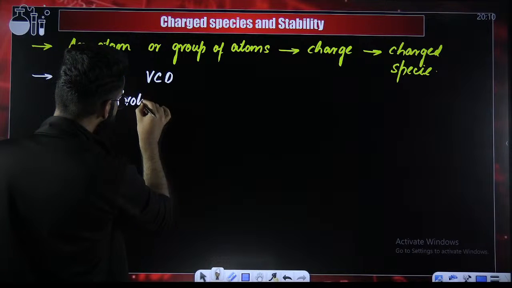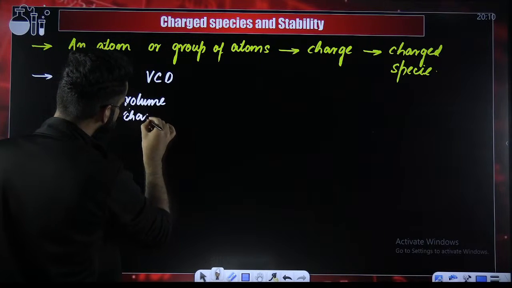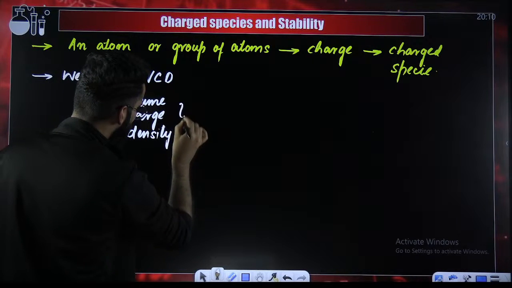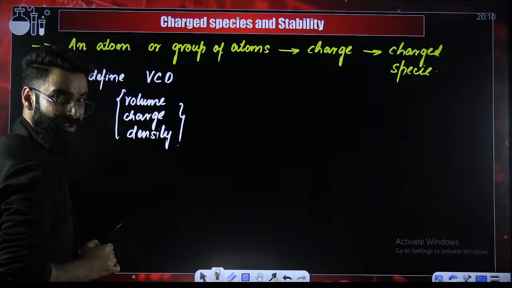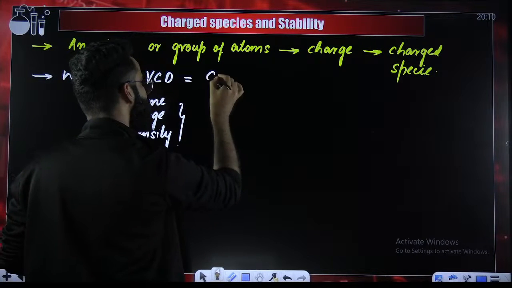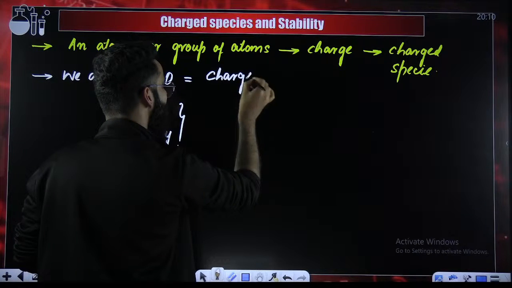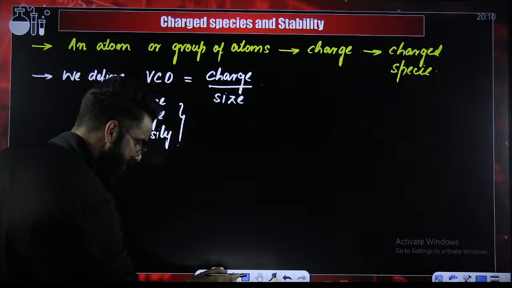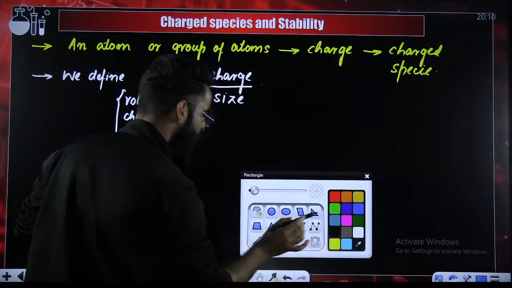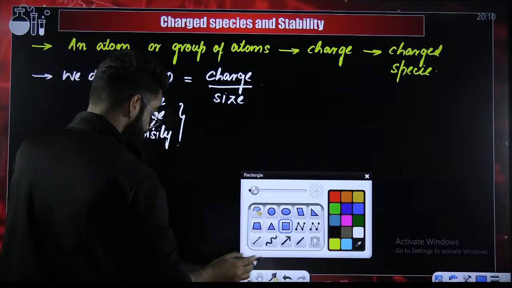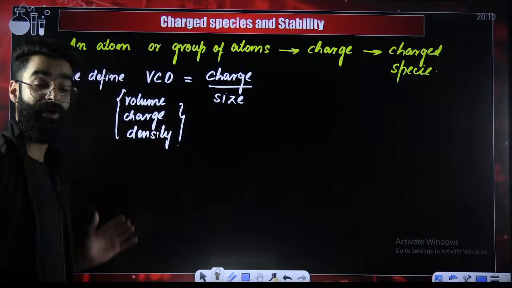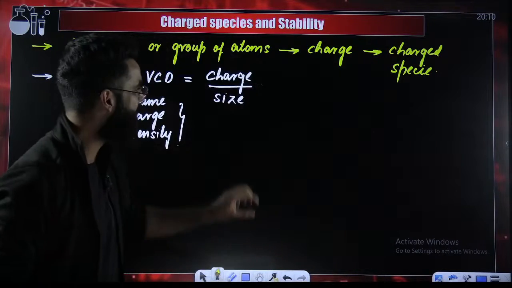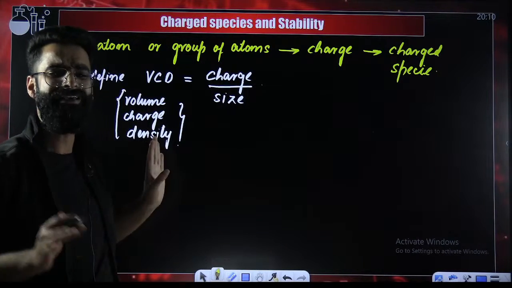Let me first of all tell you, it stands for the volume charge density. And my dear students, how do you define this volume charge density? It's pretty much simple. Volume charge density is defined as the ratio of charge on the species to the size of the species. This is the first important thing which you are going to remember from now onwards. Volume charge density is simply defined as the charge on the species divided by the size of the species.